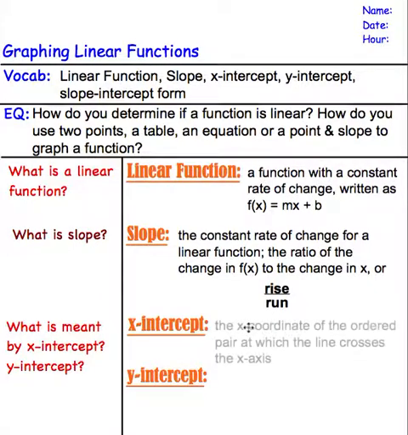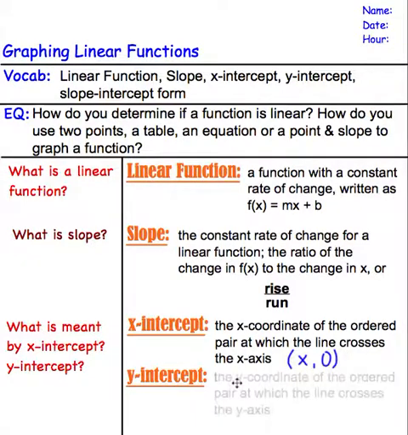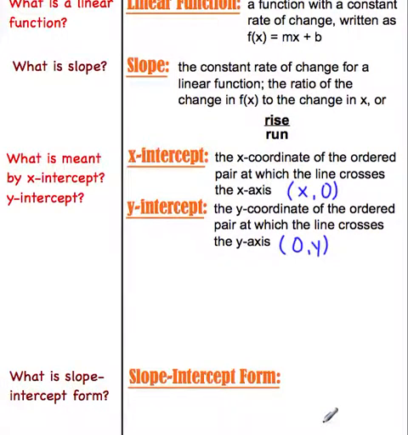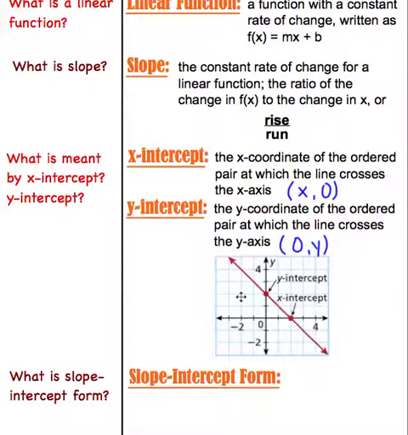Now our x-intercept, recall, is the x-coordinate of the ordered pair at which the line crosses the x-axis. Think of it as the x value when y equals 0. Our y-intercept, likewise, is the y-coordinate of the ordered pair at which the line crosses the y-axis. So this is going to look like 0, comma, y, where that y value is the intercept. Just to help you out, I've got an additional picture. Remember, the y-intercept crosses the vertical axis, and the x-intercept crosses the horizontal axis.